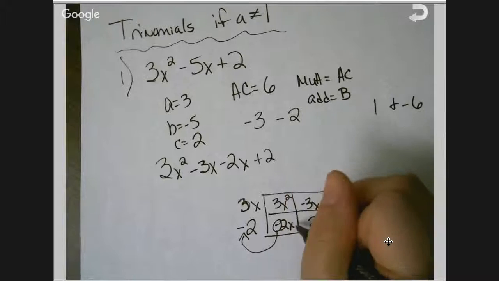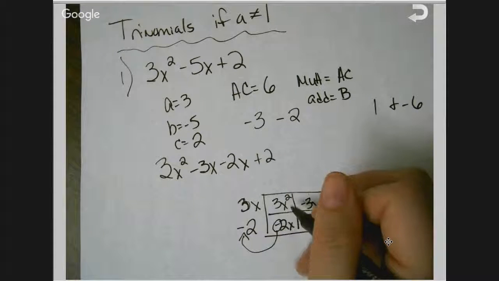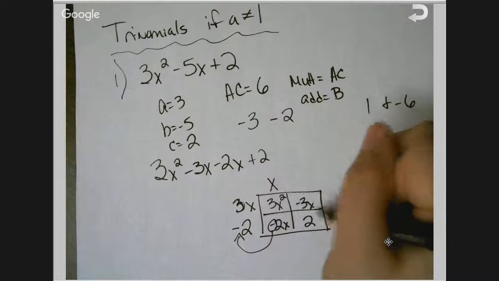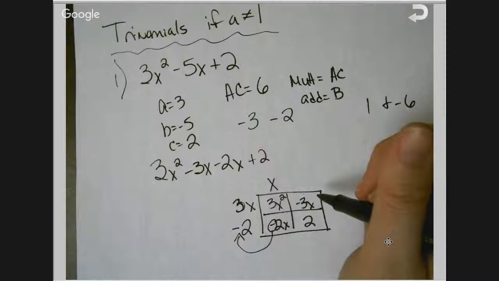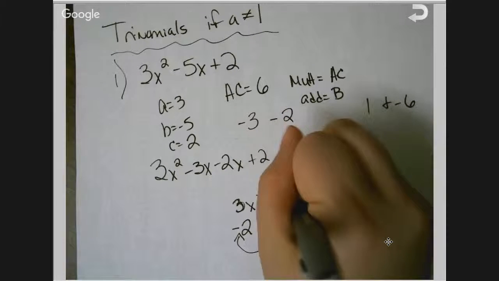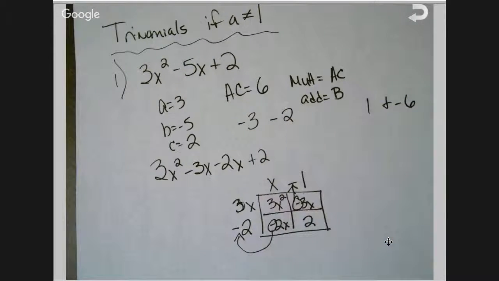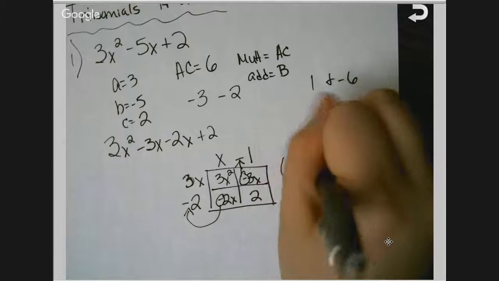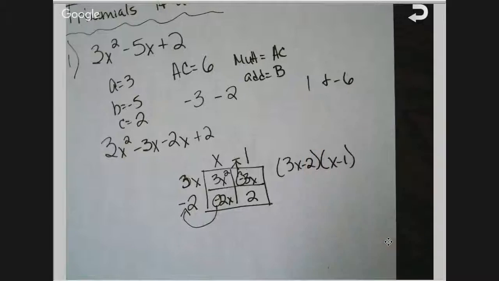3x squared and 2x. Yeah, I can only take an x out. And then negative 3x and 2. If you can't take anything out, what can you always take out? Yeah, 1, and it's negative because of that box. So I have 3x minus 2 times x minus 1.